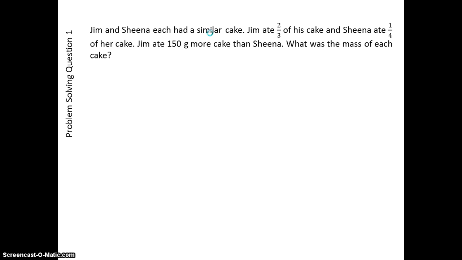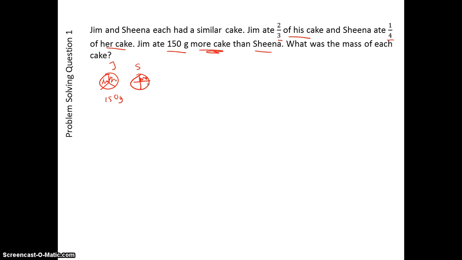Okay, let's look at problem solving question 1. Jim and Sheena each had a similar cake. Jim ate 2/3 of his cake, and Sheena ate 1/4 of her cake, and Jim ate 150 grams more cake than Sheena. So what's the mass of each cake? So both have similar cakes, Jim, Sheena. So Jim ate 2/3, Sheena ate 1/4. Okay, and then Jim had 150 grams more.